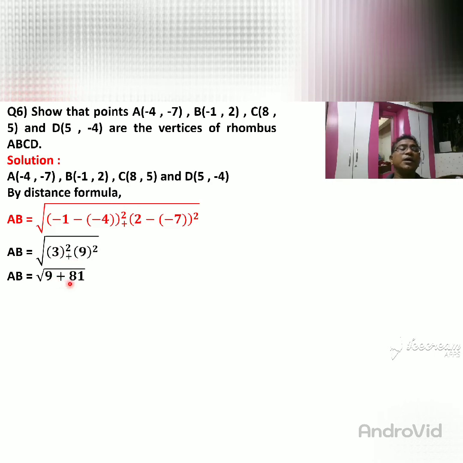So 9 plus 81. So distance AB is equal to 9 plus 81. 81 plus 9, what do you get? 90. So distance AB is equal to root 90. Is that clear? AB is equal to root 90. So root 90 is also not a perfect square.